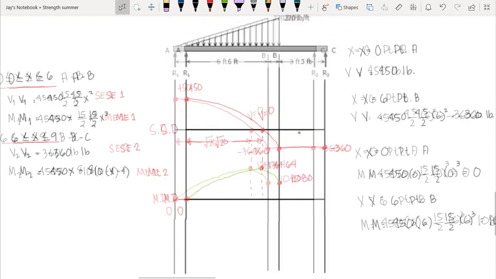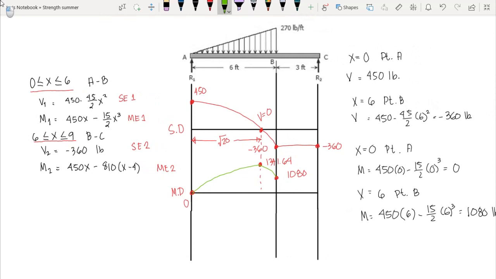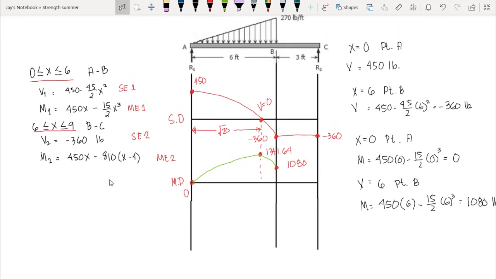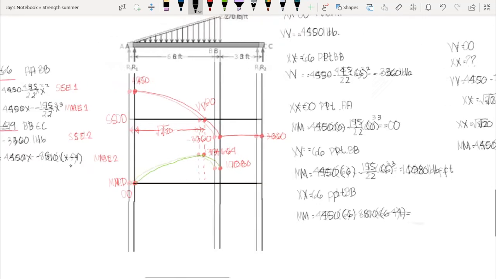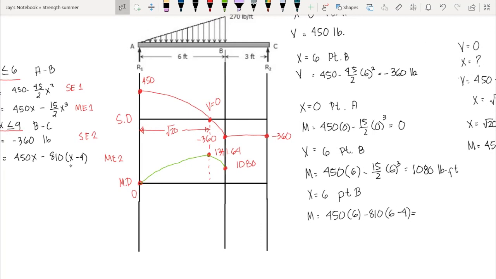Let's proceed to segment BC using this equation of moment: 450x minus 810 times x minus 4. Then let's compute the moment at B when our x is equal to 6. At point B, what is our moment using the second equation? That is 450 times x, our x there is 6, minus 810 times 6 minus 4. So we have our moment here, and it should be equal with 1080, and that is equal to 1080 pound feet.